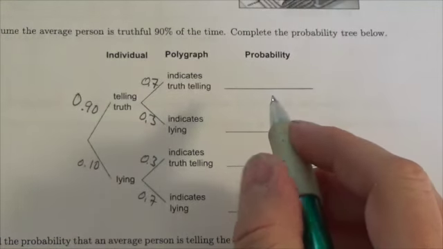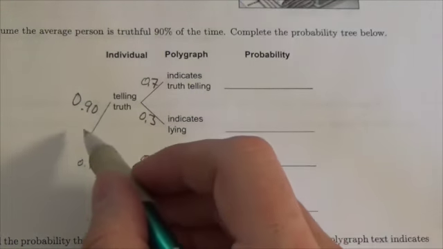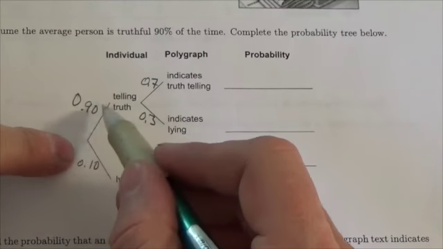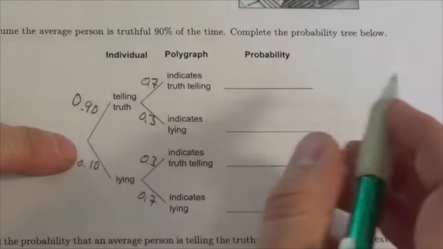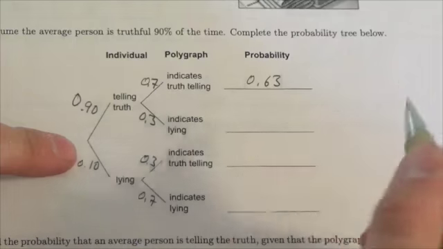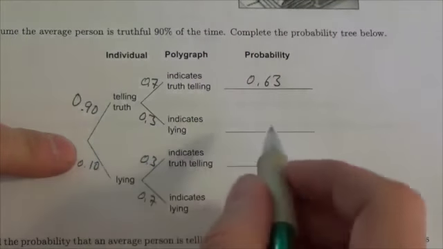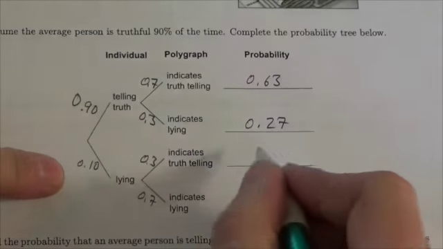So now, in order to fill out the probability tree, we just multiply these together. We multiply the probabilities of the individual branches, the legs of the tree, to get the overall. And this is going to be 0.63. This will be 0.27.